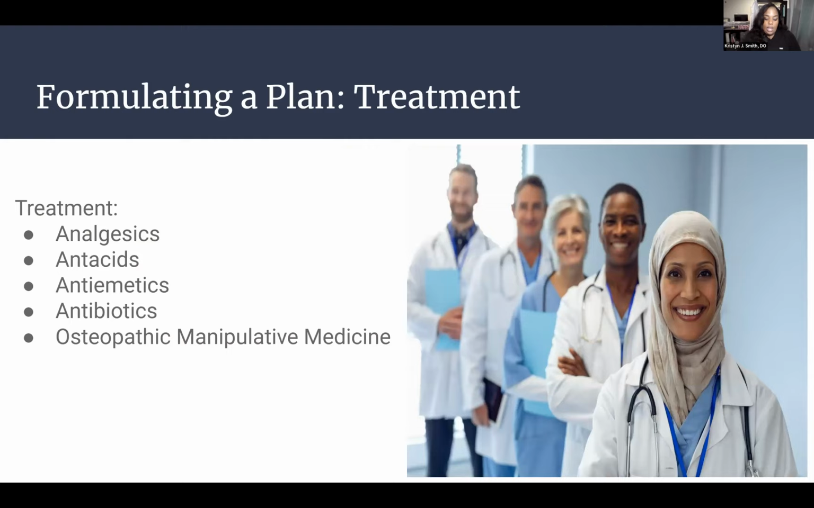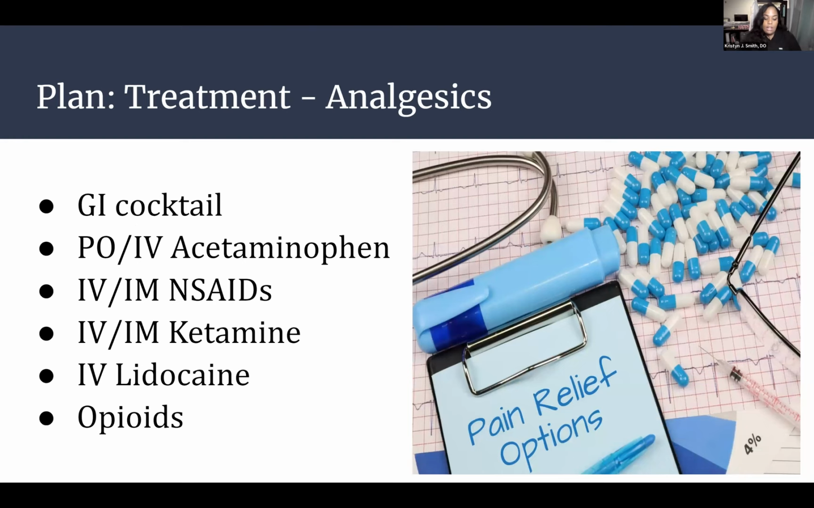So now that you have performed your history and physical and have results back, hopefully you have a diagnosis for your patient. Your treatment plan will depend on the diagnosis, but it may include analgesics, antacids, antibiotics, and for the doctors of osteopathic medicine, osteopathic manipulative medicine. When we are discussing abdominal pain, we always want to think about the analgesics. In this lecture, we were discussing abdominal pain, and for patients, pain is the main reason that most come into the ED. So treating the presenting symptom, which for most patients is pain, needs to be done quickly after the patient gets to the ED.